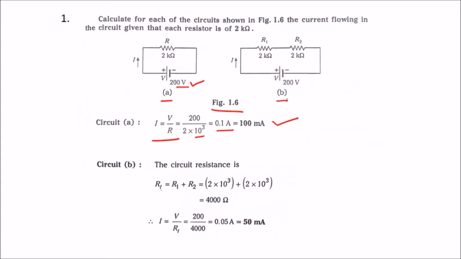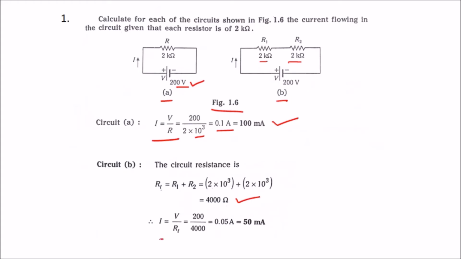In the second circuit, we have two resistors connected in series, that is 2 kilo ohm plus 2 kilo ohm. If the resistors are connected in series, we have to add those resistance values. As we know, 2 kilo ohms is nothing but 2000 ohms. So 2000 ohms plus 2000 ohms is 4000 ohms.